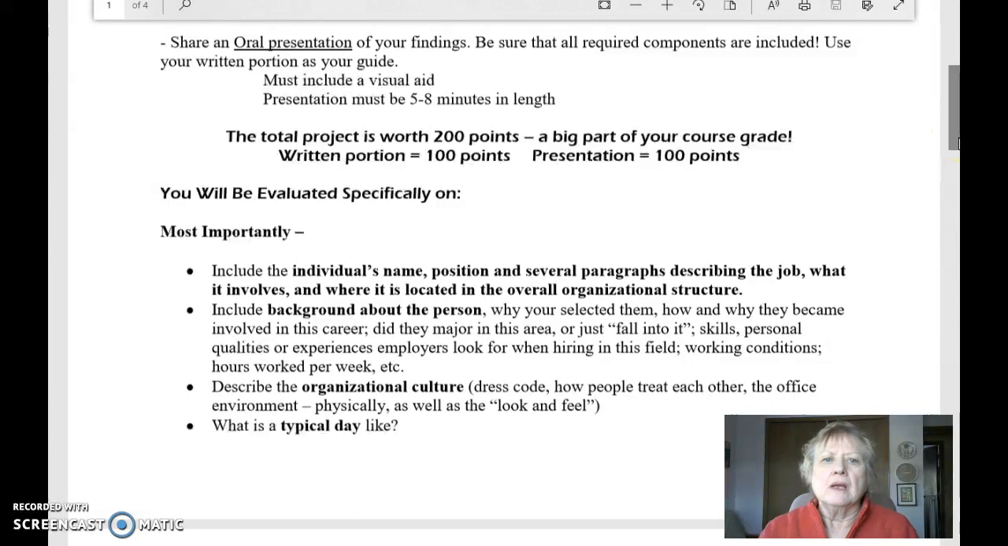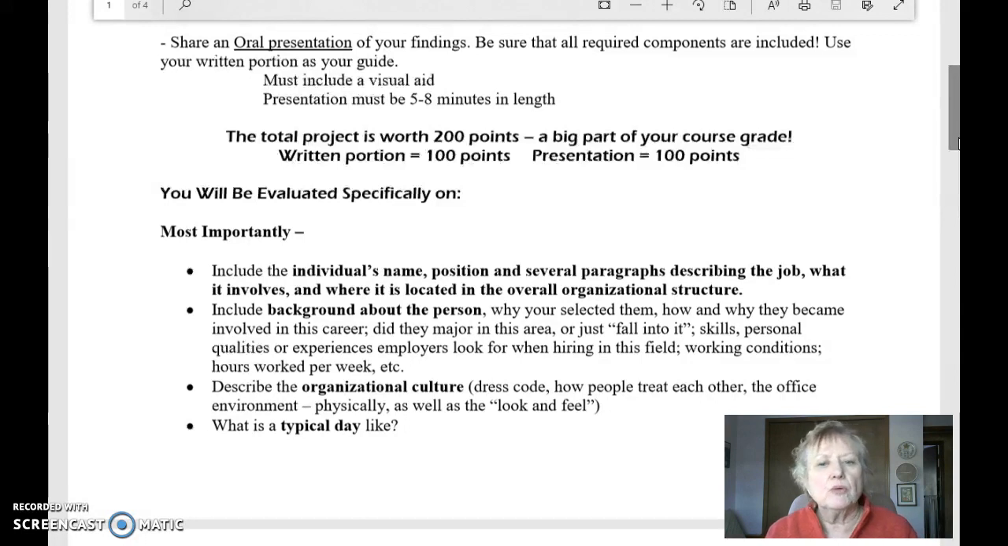And these are some of the things that I would expect you to include in both the written paper and the presentation. You want to include your interviewee's name, their position, and several paragraphs describing the job, what it involves, and if they work in an organization, where it's located, the overall structure of the organization. Some background about the person is important, their education, how they got into this line of work. Did they just fall into it? What were their previous jobs leading up to it? Some things that contributed to them getting this position or being led into this type of work, that kind of thing, background.